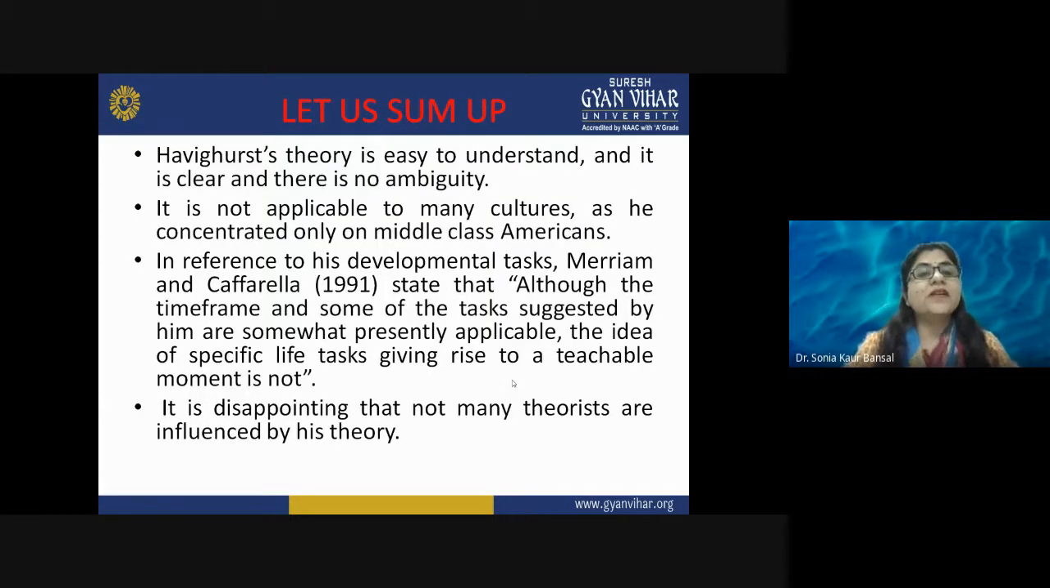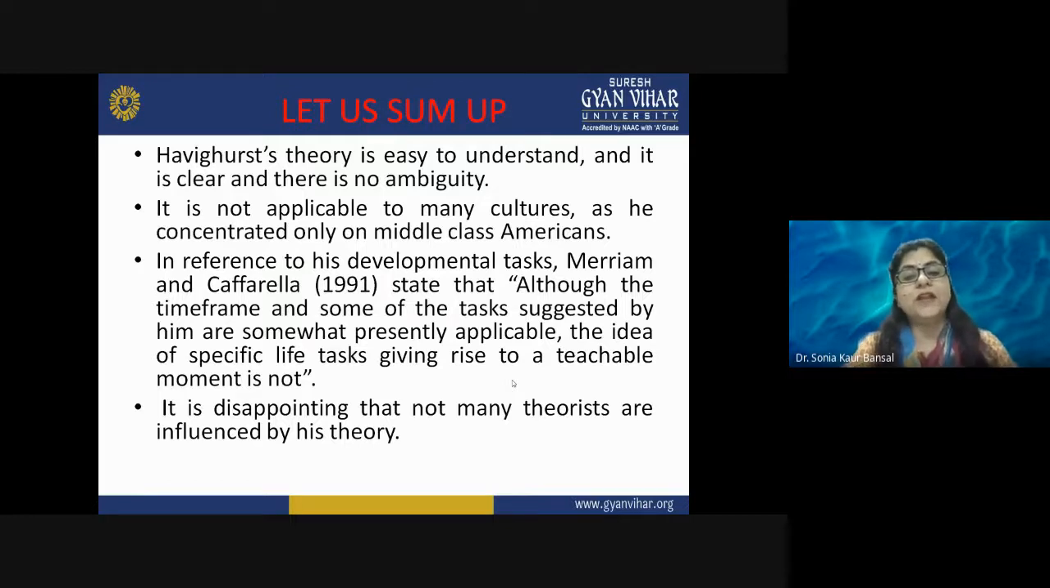So, this theory is easy to understand. It's nothing very difficult. As I have told you, one term, biopsychosocial. The sources are coming from these three main sources. Main information is coming, main pressure is coming, so that the person is able to do some particular task, and it is clear that there is no ambiguity in Havighurst's theory. He has clearly given the particular task in a particular age. It is not applicable to many cultures, as he concentrated only on middle class Americans. So this is said about Havighurst in criticism.